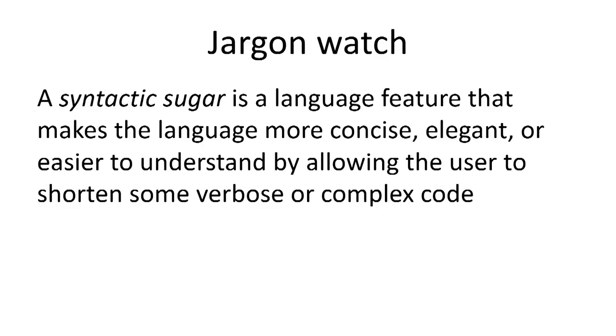So the using block is a syntactic sugar. The foreach block is a syntactic sugar. There's a bunch of different syntactic sugars in C#. They're all there to just allow you to make your code shorter and easier to understand.